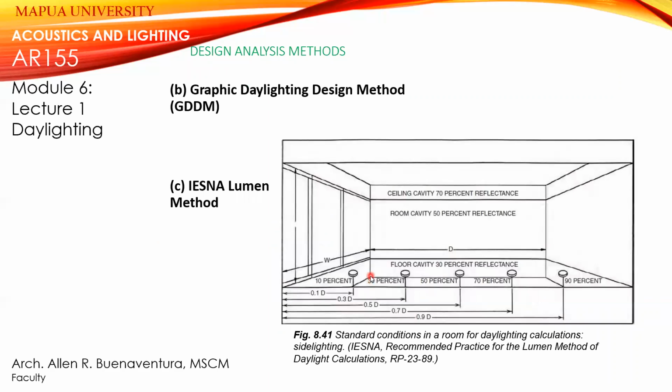So there is also a graphic design method, no? The graphic daylighting design method, which is GDDM, okay? And we also have the IESNA lumen method. So there are different types of methods to calculate the daylighting inside the room. Some are very basic, some are more complex, but these daylighting methods also aid us in calculating the number of fluorescent, incandescent, or energy saving bulbs to be installed inside the room.